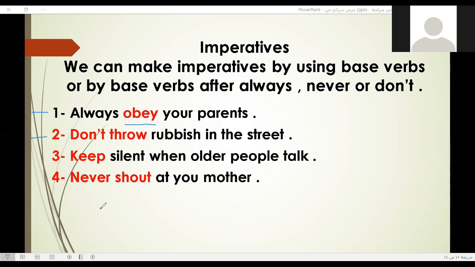So number 2. Don't throw rubbish in the street. Okay, we have another example of a negative imperative. Don't throw. So this is the negative form of the imperative. Number 3.